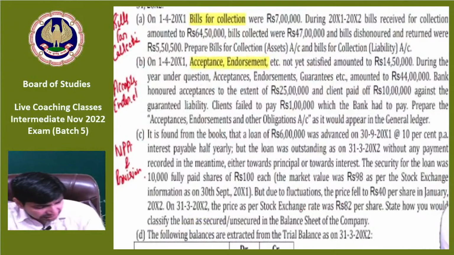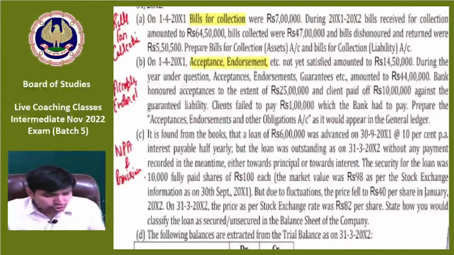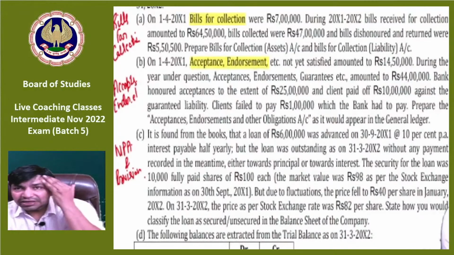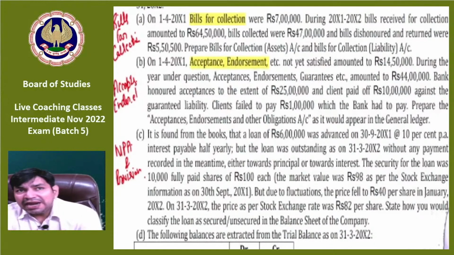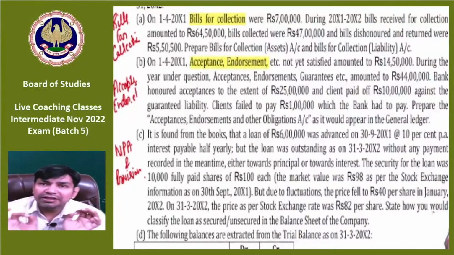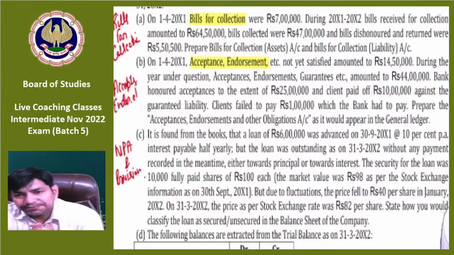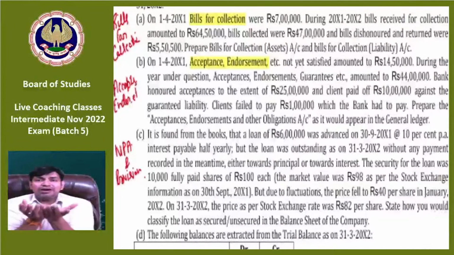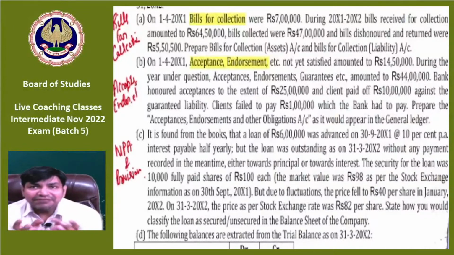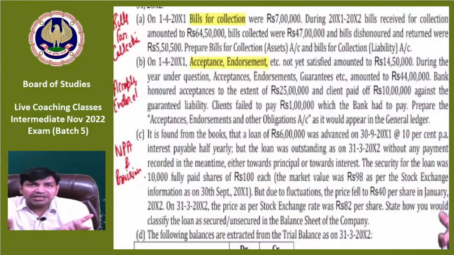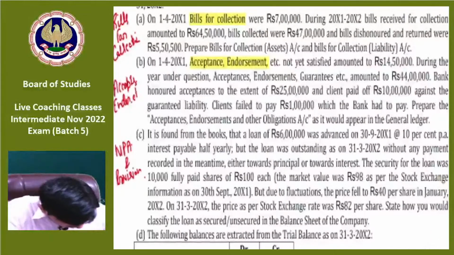What is the image? The image is that it's not my liability. It is not my asset. It is the document which has been handed over by my client to me, and I have to maintain only the records. Only memorandum records. Either I will not record, or if I record, then definitely there will be two sides. Bills for collection is for assets, and the same corresponding is for the liability also.